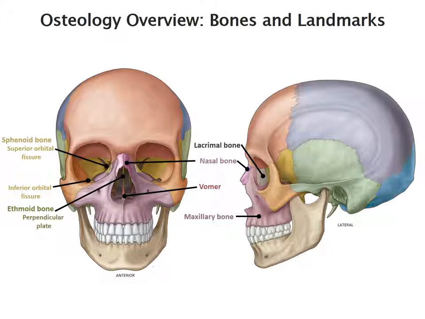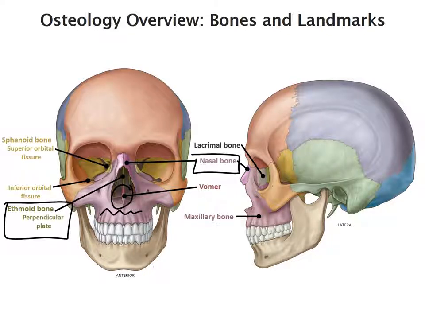Other bones pertinent to the nasal cavities include the nasal bones, shown here. The vomer, we've already mentioned. This is a plow-shaped bone that helps to form the lower aspect of the nasal septum. There's also the perpendicular plate of the ethmoid bone, which helps to form the posterior superior aspect of the nasal septum. And of course, the maxillary bone itself forms most of the lateral walls of the nasal cavities.